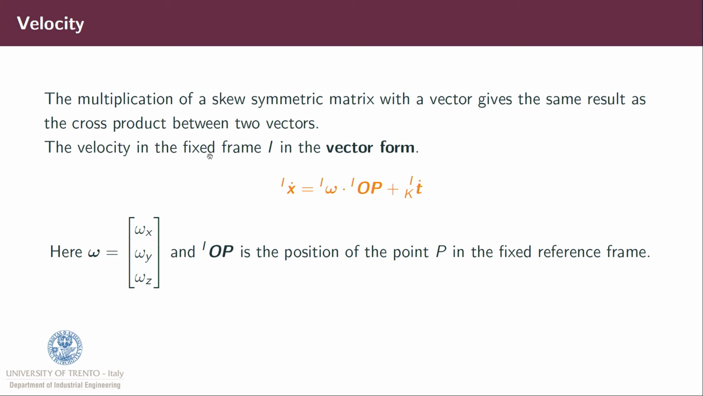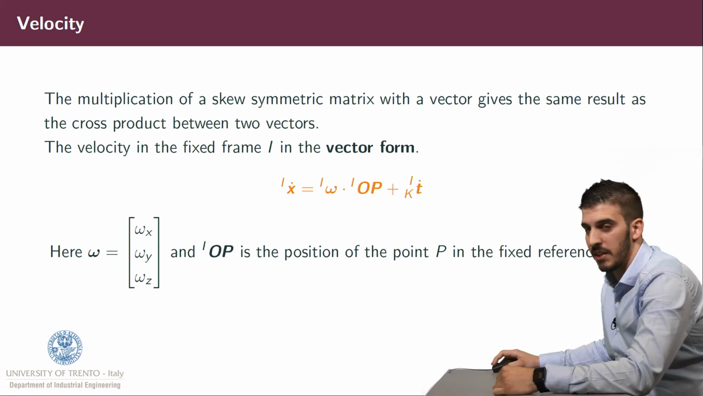So the velocity in a fixed reference frame I, in vector form, is expressed as the velocity with respect to the I reference frame equal to omega in the reference frame I cross OP in the reference frame I, plus the velocity of the translation vector, where omega is omega x, omega y, omega z, and OP in the reference frame I is the position of the point P in the fixed reference frame.